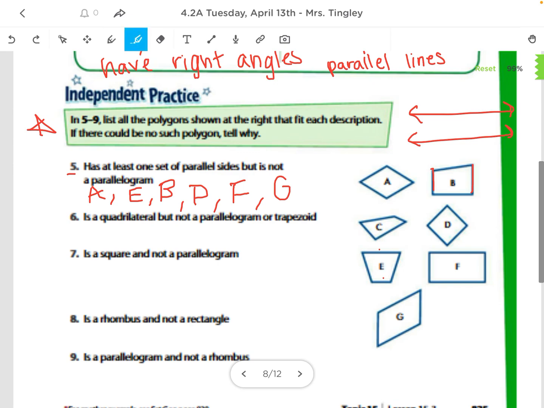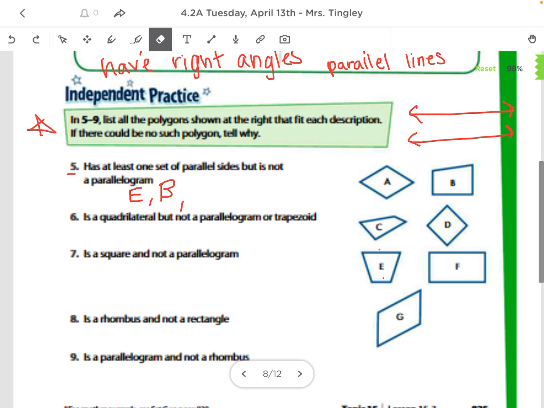Uh-oh, but it's not a parallelogram. Parallelograms have 2 pairs of parallel lines. So that means D is not, F is not, and G is not. Oh, and A. A, G, F, and D. You can see that we're left with just the trapezoids, B and E.